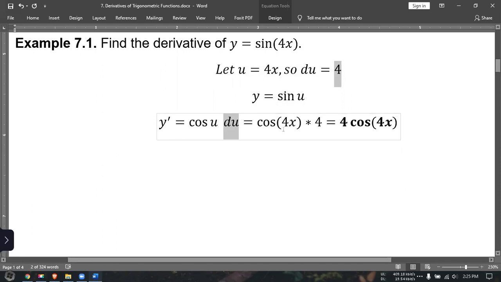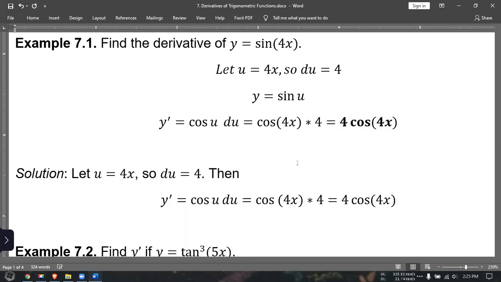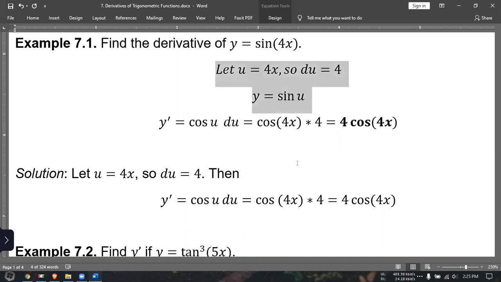And again, this is not 4x times 4. This is cosine 4x times 4. We cannot multiply the reference angle by our constant multiple. So our final answer would be 4 cosine 4x. Anyway, we still have more examples. Pero I think other examples would be using this form. We'll just try to solve the given problem using a definition stated a while ago.